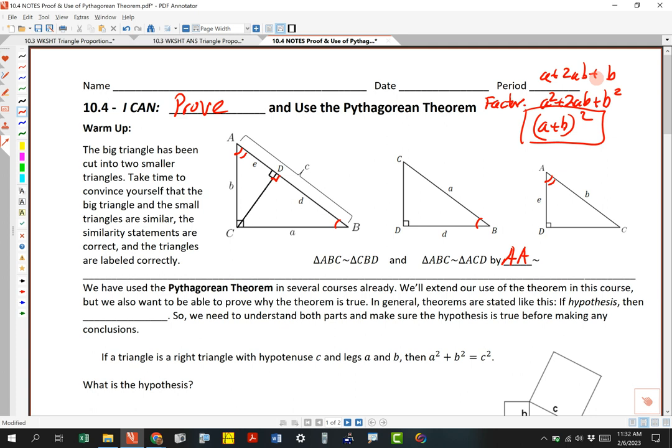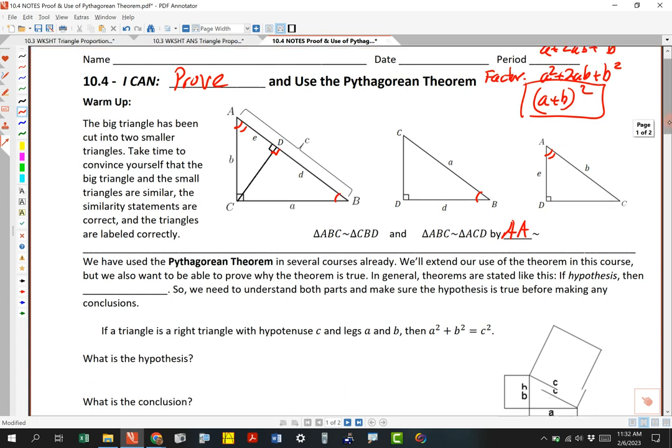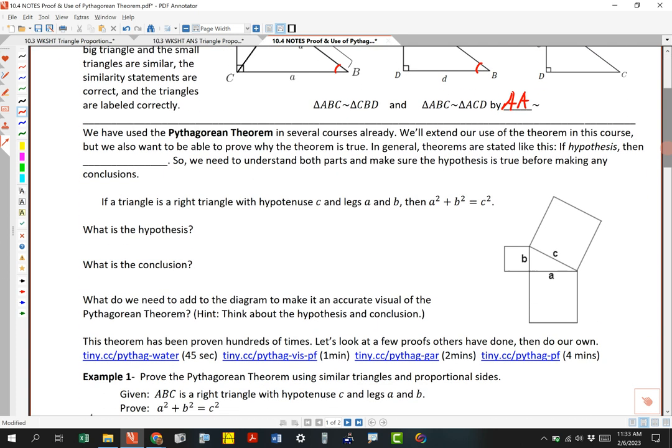Any questions on the warm-up or the factor? Okay. Then I think you're going to like this. Okay, you've seen the Pythagorean theorem before. You've used it quite a bit. But in this class, we're going to extend it a little bit by actually proving that it's true. Now, proving sounds really horrible, but I think you're going to like this.